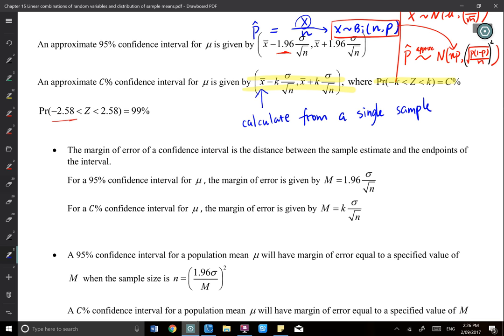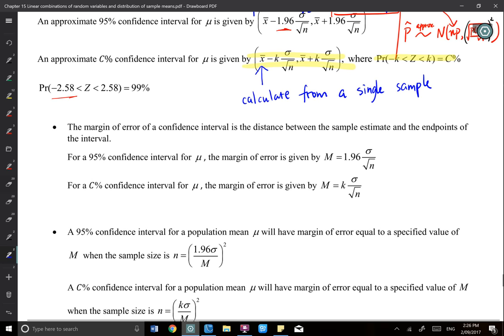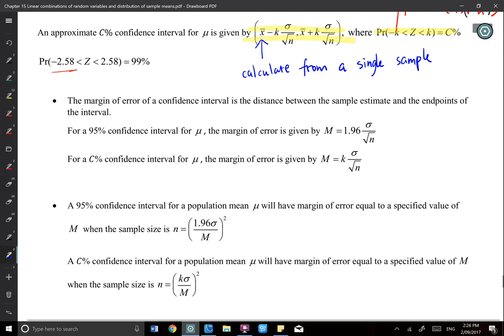And again, everything is the same as in methods here. The margin of error of a confidence interval. So what is called the margin of error? Do you remember margin of error from methods? No? Is that familiar to you?